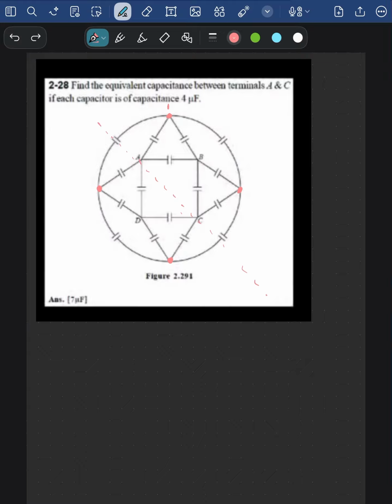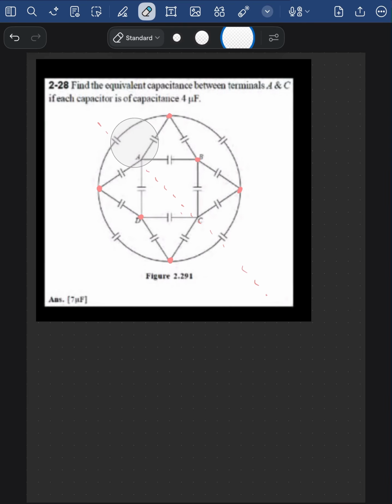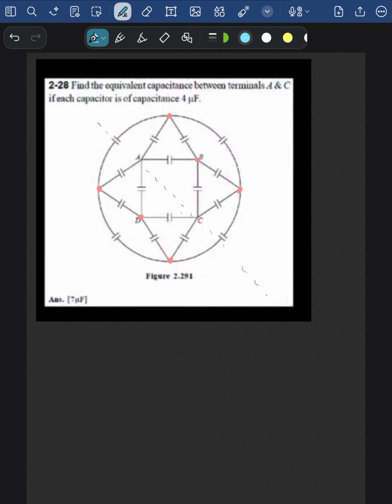Now, on this basis, let me start. Also, point B and point D will have the same potential. On this basis, let me now start labeling potentials. Let me assume potential at point A is E. Potential at point C is zero because that's how we are imagining the battery to be connected.